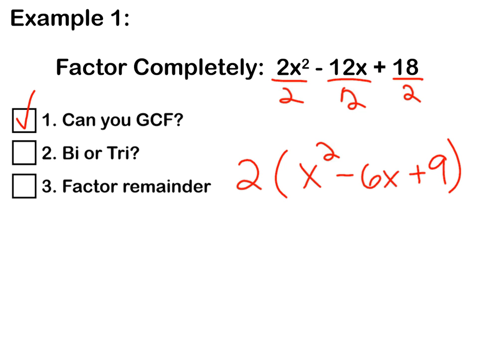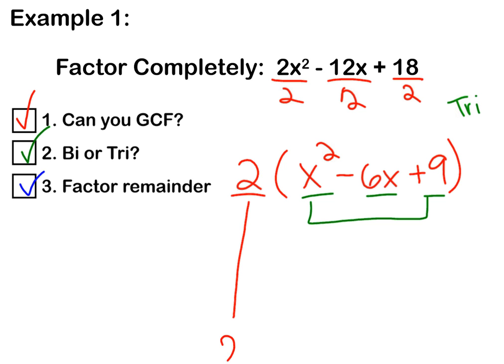Second step is to decide whether it's a binomial or a trinomial. I count my terms, 1, 2, 3, so I know that it's a trinomial, and I'm going to use master product. My last step is to finish factoring my remainder. Notice how this 2 on the outside just stays on the outside. Make sure it makes it to your final answer.